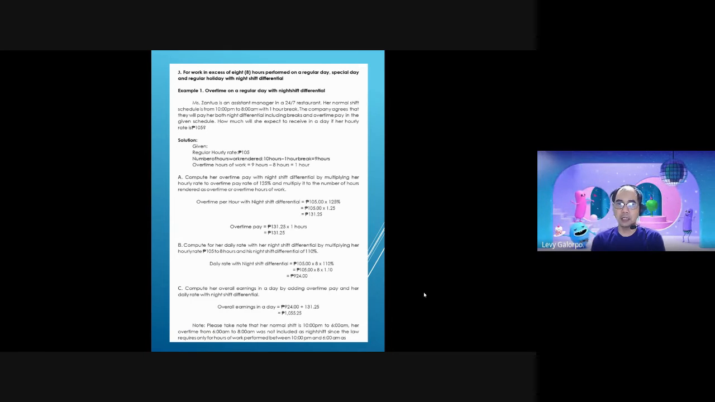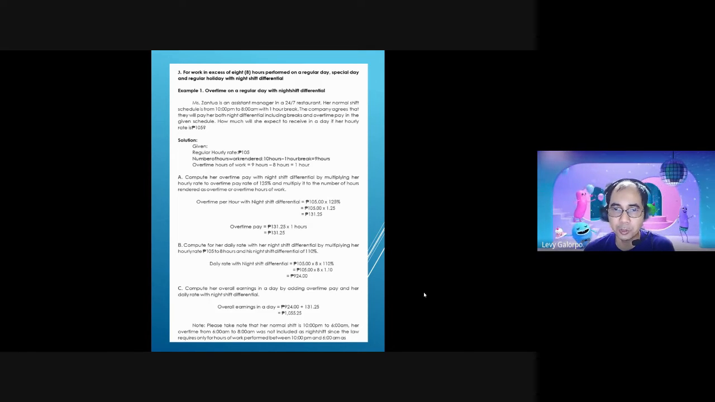For work in excess of 8 hours performed on a regular day, special day, and regular holiday with night shift differential. Ang oras, diba? 10 p.m. to 8 a.m. Less 1 hour break. Ang rate, 105 regular hourly rate. So, yung overtime work niya ay 1 hour lang, no? Now, compute her overtime pay with night shift differential by multiplying her hourly rate to overtime pay rate of 125% and multiply it to the number of hours rendered as overtime or overtime hours worked.